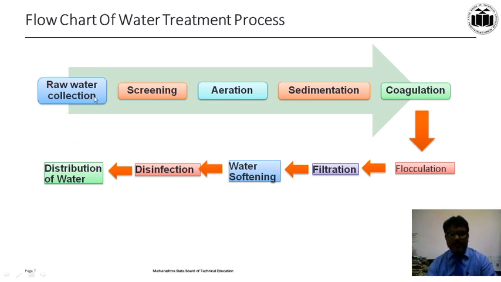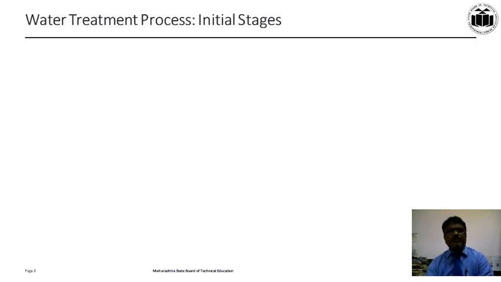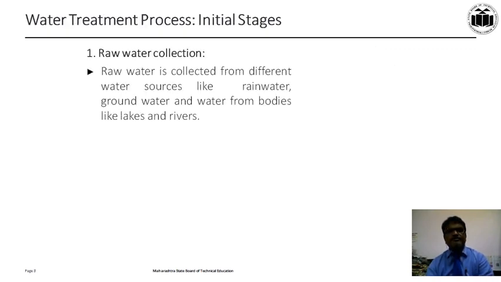So these are various units where water enters, and whatever impurities are available in the water are removed through this process, and then the treated water is distributed to the consumer. So let us see these processes one by one.